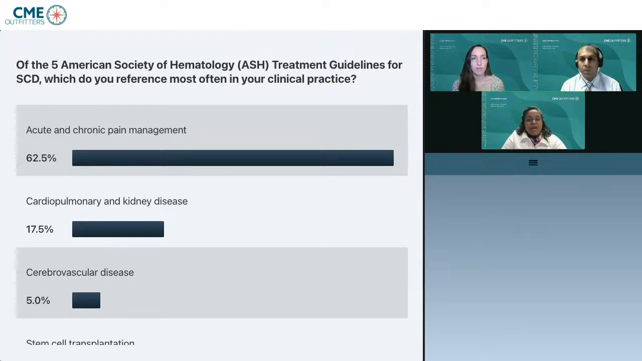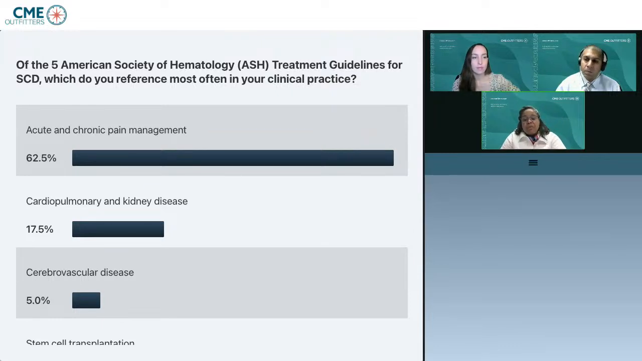Okay, so we have here the most relevant answers, and as expected, the guideline that is most used is the one that addresses acute and chronic pain, since pain is the hallmark of the disease and what brings patients more to the healthcare system for management. But second was the cardiopulmonary and kidney disease, which is one of the chronic complications, and then the transfusion support.